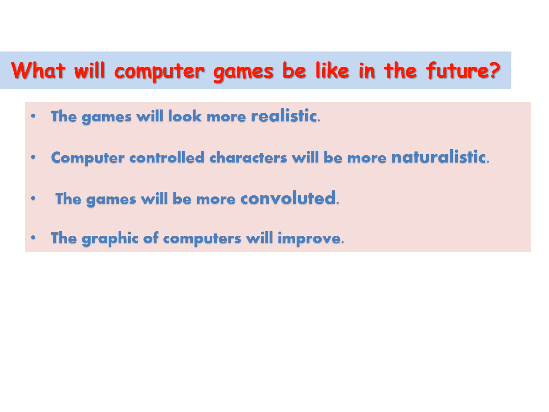characters will be more naturalistic. So it will be easy to control the character that you use in your game, and that makes it more naturalistic. The games will be more convoluted, which means the games are becoming very hard and complicated. And the graphics of computers will improve, which makes them more attractive. So those are some of the guesses for how computer games will be in the future. We may have more answers.